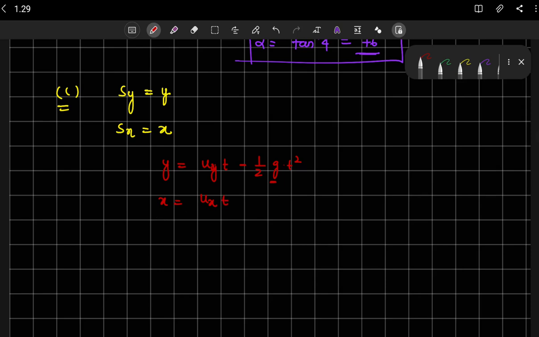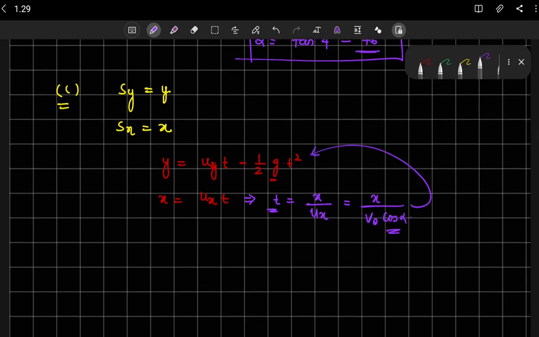Now, if we want to write y as a function of x, we have to eliminate t from both the equations. For that, let us write t is equal to x divided by ux, and ux we can write as v naught into cos alpha. Okay, so let us substitute the value of t in this particular expression.